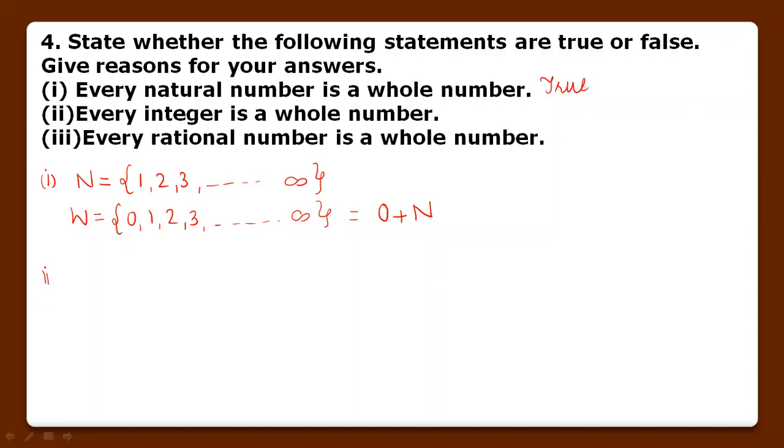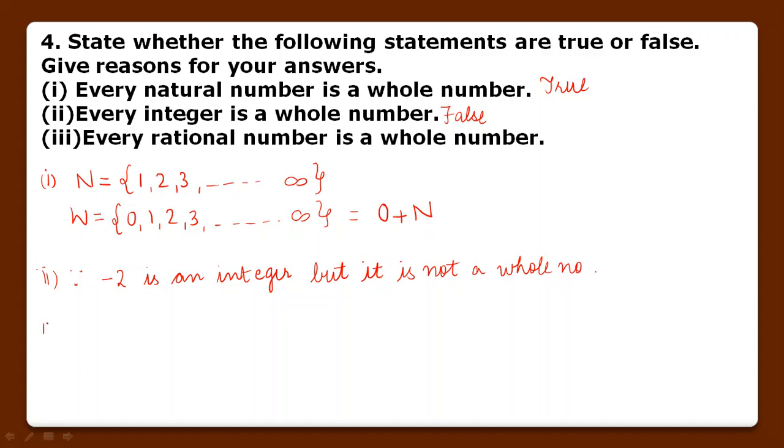Then comes second statement. Every integer is a whole number. क्या हर एक इंटीजर होल नंबर है? होल नंबर का सेट हमने अभी देखा, क्या इसमें हर एक इंटीजर्स इंक्लूडेड है? नो. वी हैव टू गिव हियर एन एग्जांपल. सिंस -2 इज एन इंटीजर, -2 एक इंटीजर है, बट इट इज नॉट. हमने एक एग्जांपल से इसे फॉल्स प्रूफ कर दिया. It is not a whole number. So this statement is false.